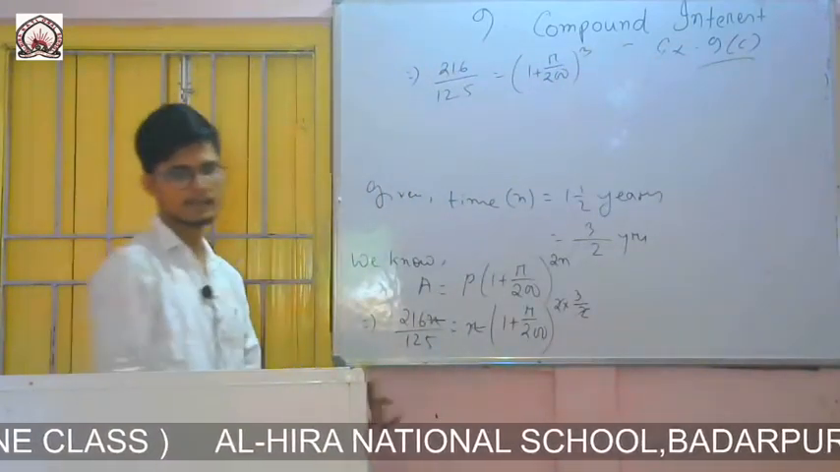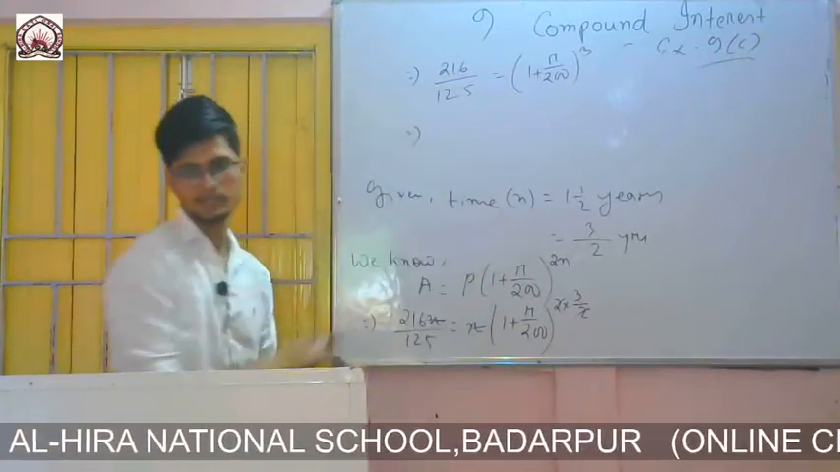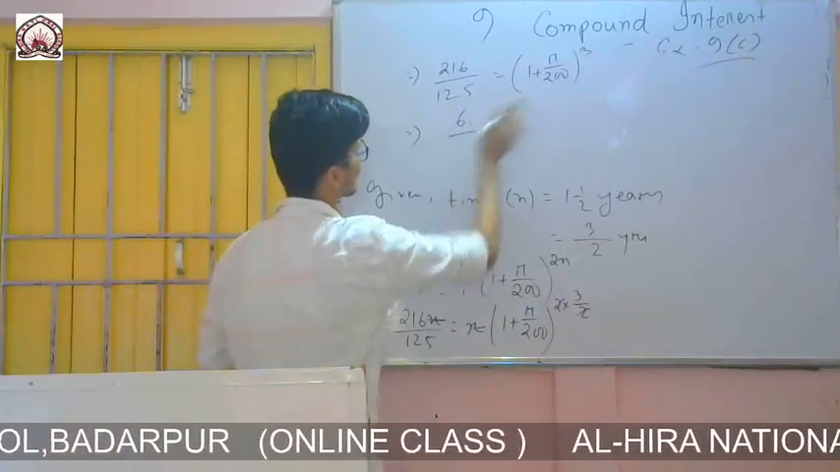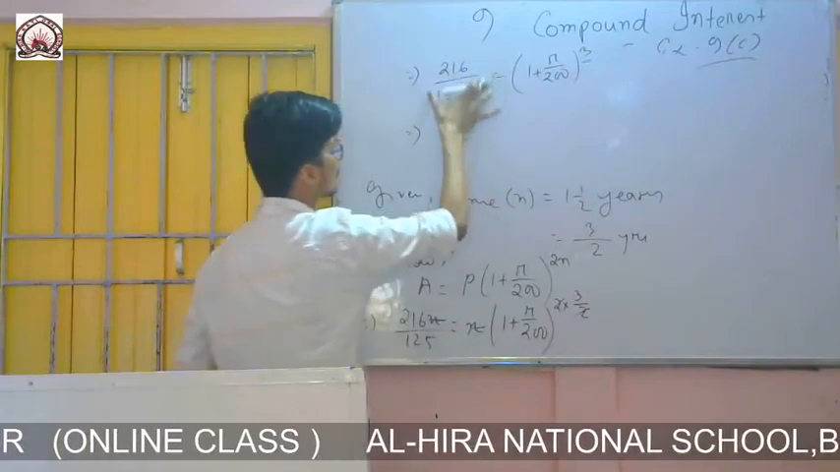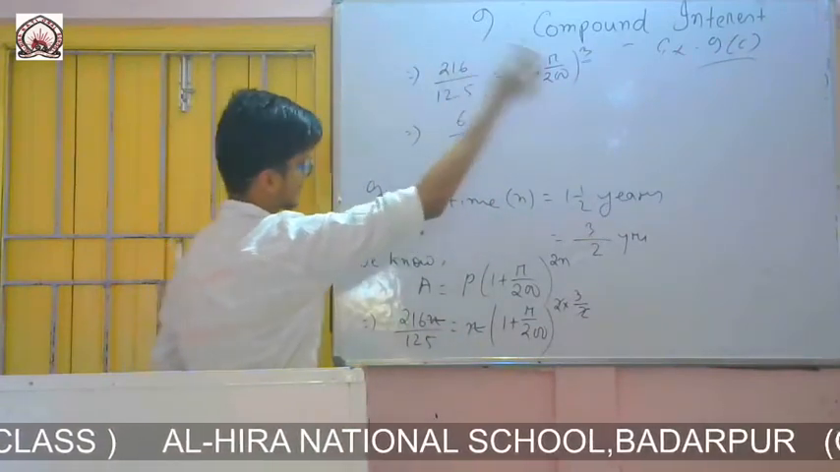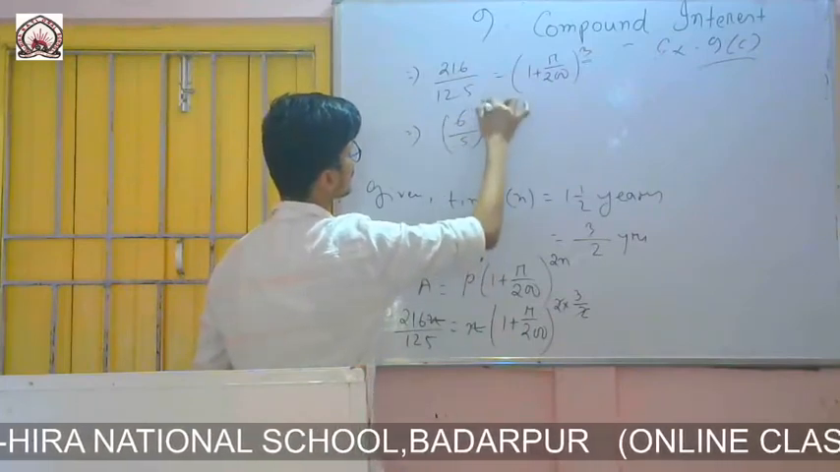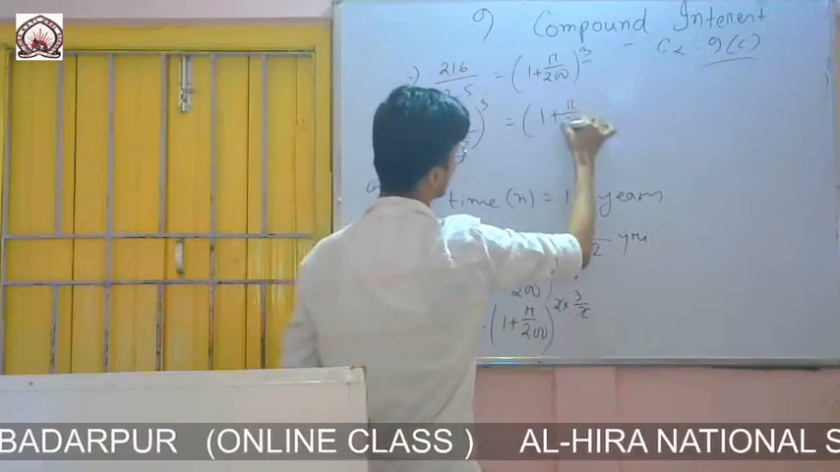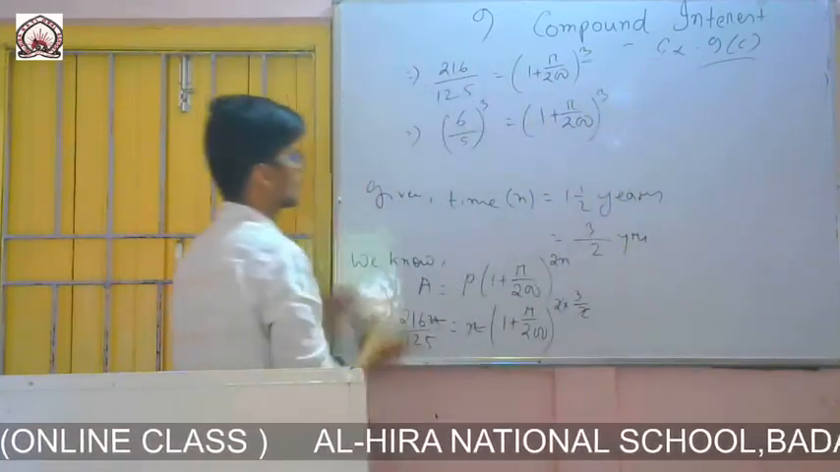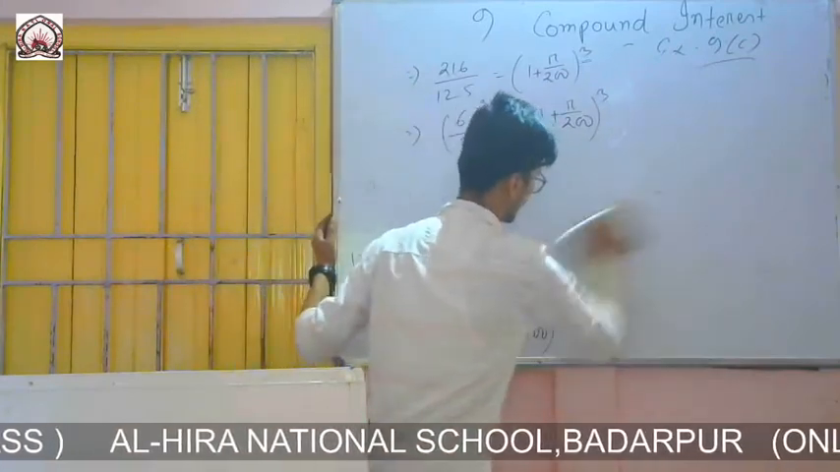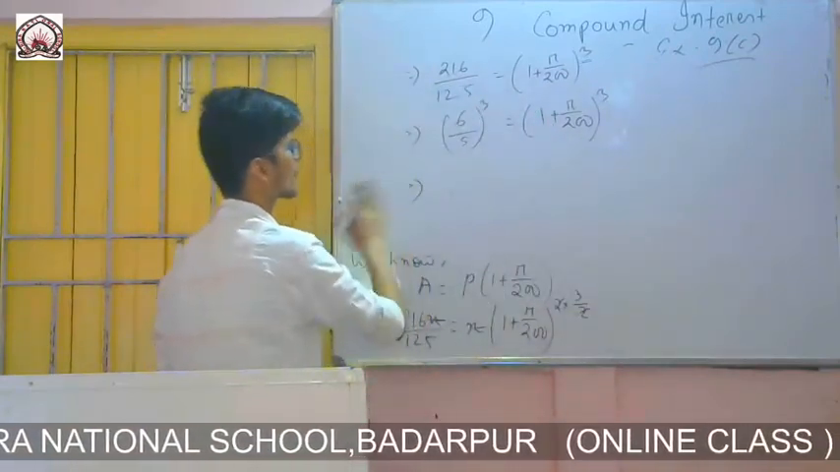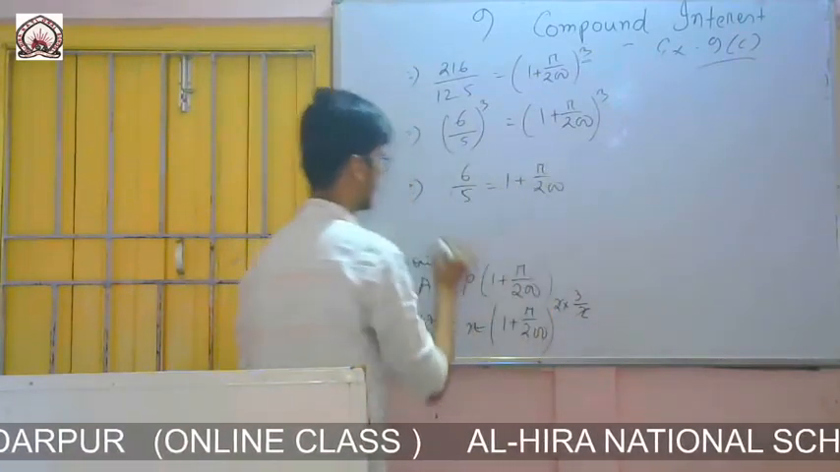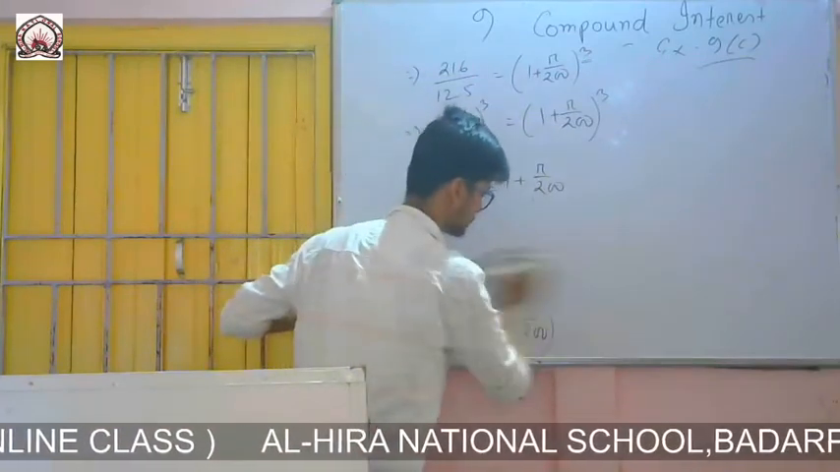Okay, so now like earlier, first of all we'll change the sign, or without changing also you can write 216, it is 6 cube, and you see cube is there, that means you have to transform this one into something cube. So 6 cube we know it is 216, and 5 cube it is 125, which is equals to 1 plus R by 200 whole thing cube. In both sides cube is there, so I can write it as 6 by 5 equals to 1 plus R by 200. So now you change the side.